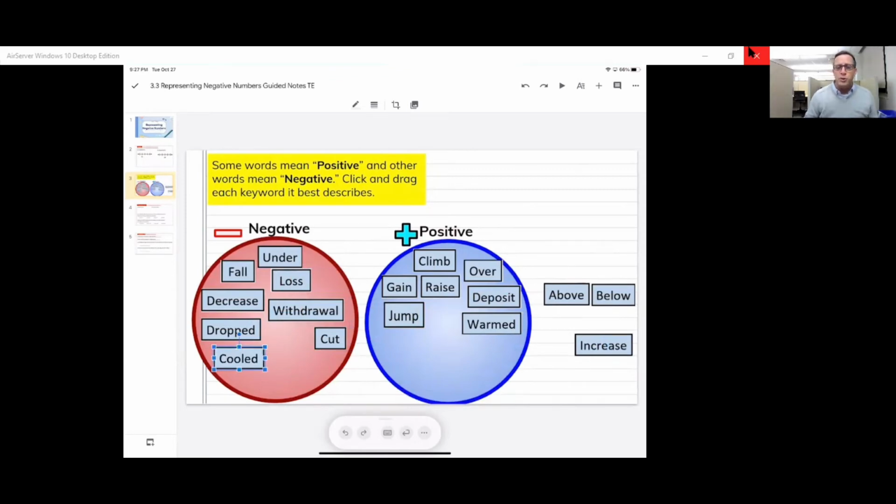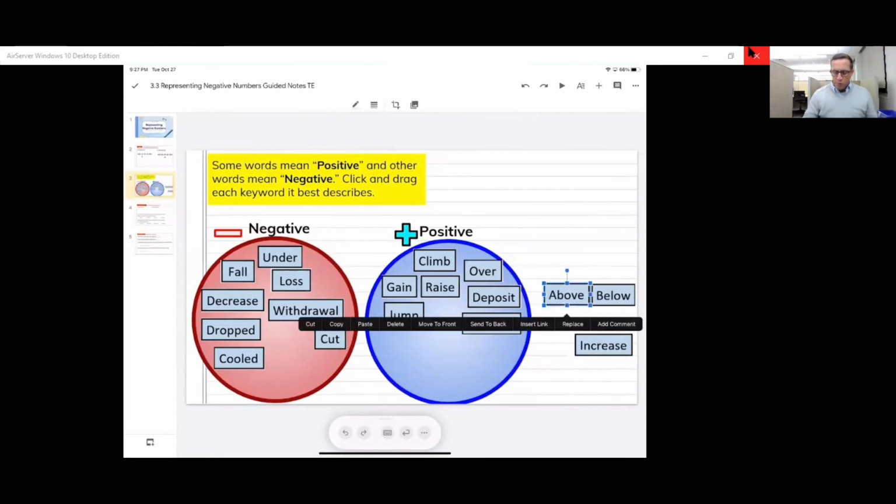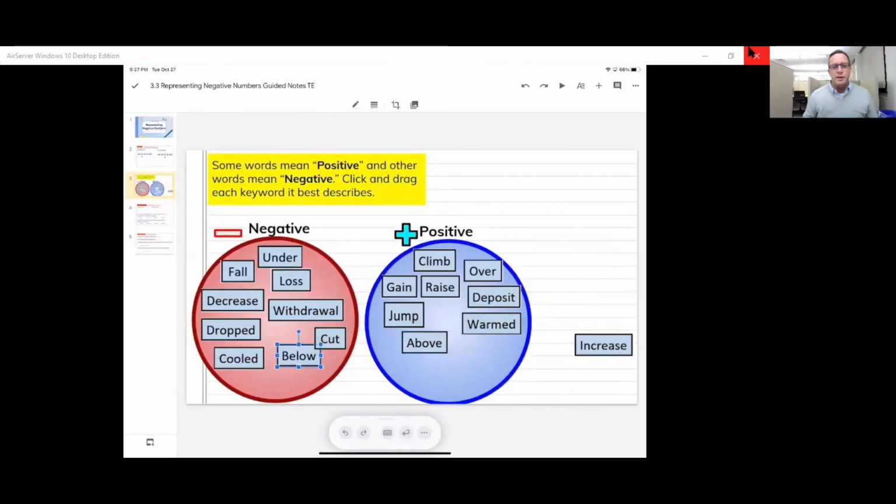It doesn't have to be below zero to be cold. That's relative to how you feel. But if it's below zero, it's definitely cold, in my opinion. Above would go into the positive set. Below is the antonym there. So that's going to go into the negative set, like below sea level. And then increase is a positive word. So that's where all those go.